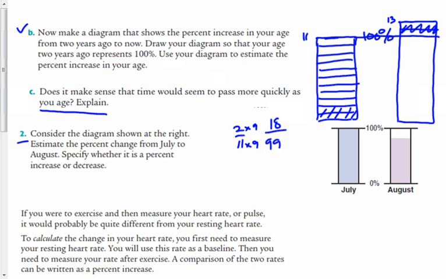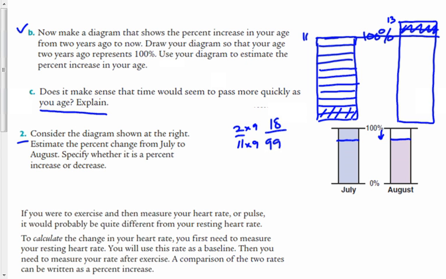It says, consider the diagram shown at right and estimate the percent change from July to August. Specify whether it is a percent increase or decrease. So we're just going to try and use the diagram. And we have less in August, so it's a percent decrease. So we want to know how much it's going down. So out of this original amount, how much is this little part here?